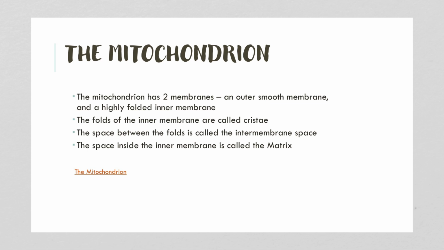So, the mitochondrion has two membranes. There's an outer smooth membrane and a highly folded inner membrane, and we'll look at that in a little bit. Those folds on the inner membrane increase surface area dramatically, and those folds are called cristae. There is space in between the folds, and it's literally called the intermembrane space, so the space in between the two membranes. And then the space inside the inner membrane is called the matrix. A lot of the reactions of cellular respiration happen in the matrix.